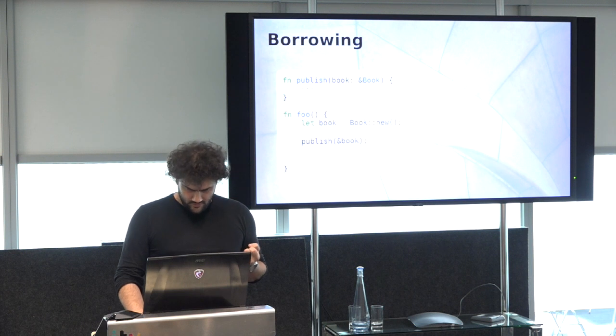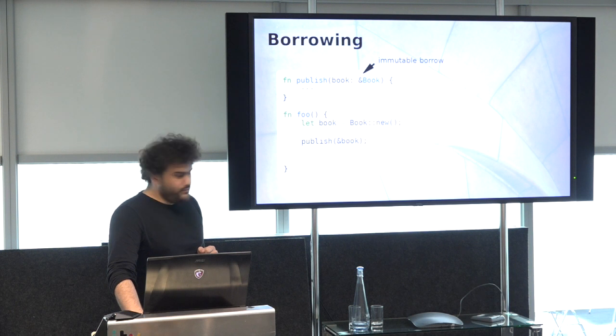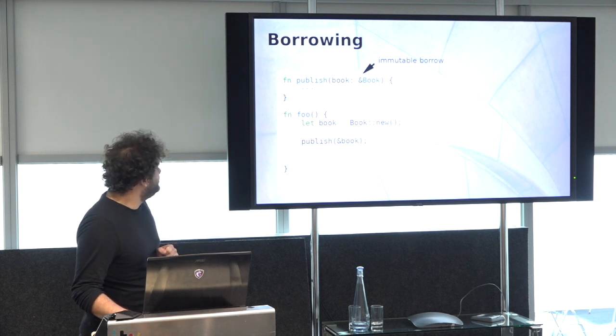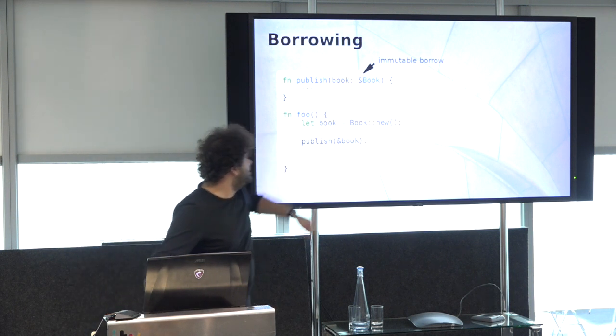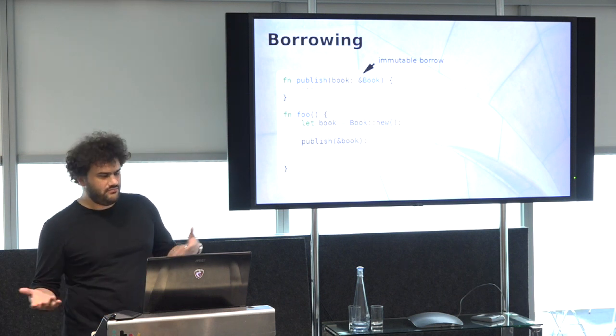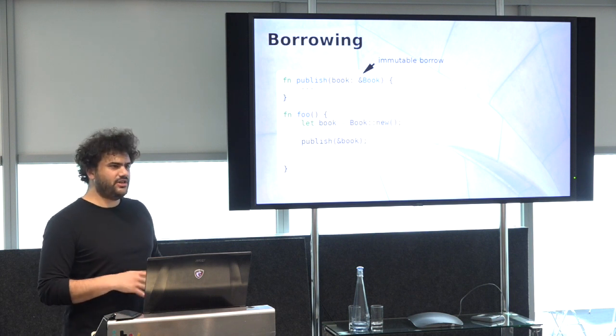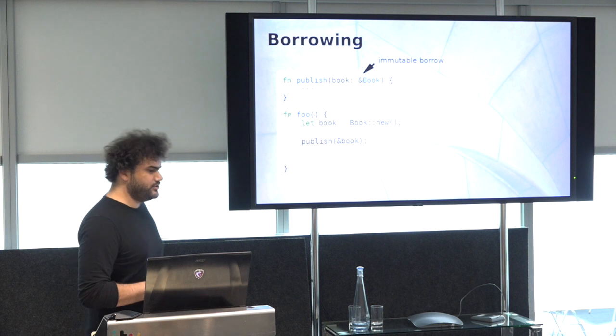So let's see the code. Same code. We added this thing here. We added this ampersand there as well. And that basically just means that you are receiving it by reference, which means borrowing. And the borrow is immutable, right? By default in Rust, everything is immutable.